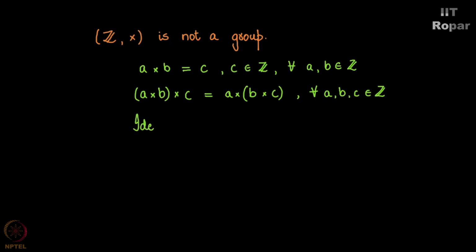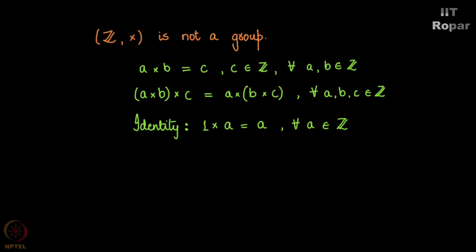Now, what is the identity here? Well, identity is 1. How? You take an integer a, multiply it with 1, you get a back, right? A number multiplied with 1 gives you back the same integer, and this is true for every a belonging to Z. Hence, 1 is the identity.